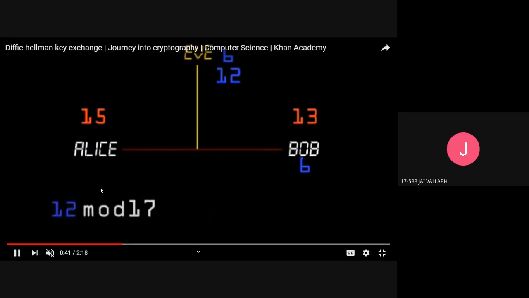which might be used for further encryption process. So now 12, which is the public key of Bob, is used by Alice with the help of the private key of Alice to calculate the secret key. That is 12, the public key of Bob, power private key of Alice, which is 15, mod 17 is the key value, and its value is 10.